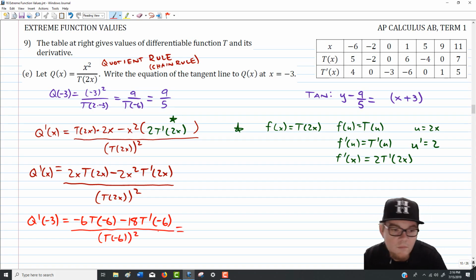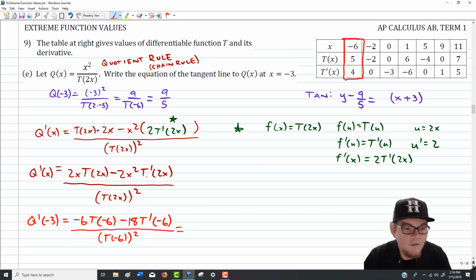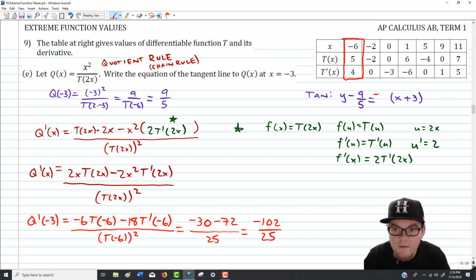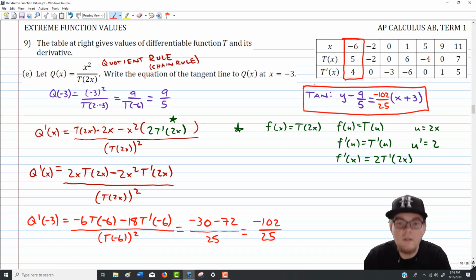So pulling out values as much as we can, t of -6, we're focused in this column here, by the way. T of -6 is 5, so that's -30. T prime of -6 is 4, so that's going to be minus 18 times 4, which is minus 72. And all of this is over t of -6, or 5 squared, which is 25. That simplifies to -102 over 25. And with that in place, in our tangent line equation up here at the top, there is the tangent line in question.